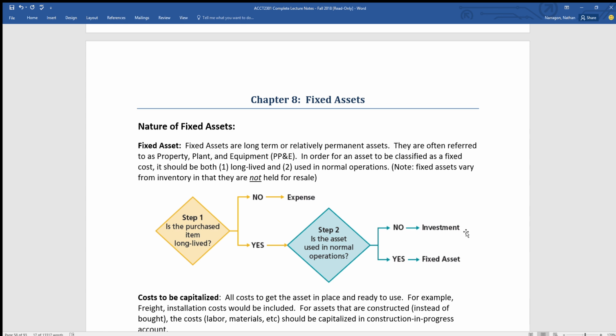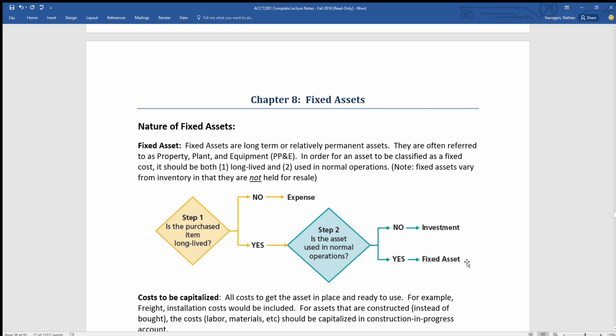But let's take this construction company. They decide to buy a crane that they need for a skyscraper. Well, the crane's going to be with the company probably for a long term. So yes. Step 2: is it used in normal operations? Yes. And that's going to be considered a fixed asset.